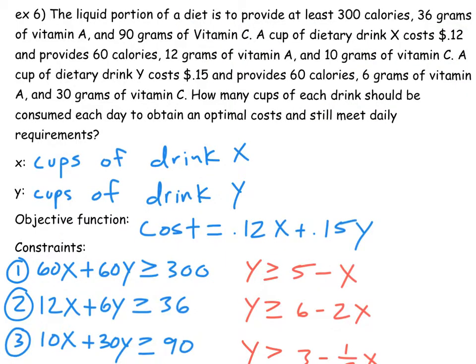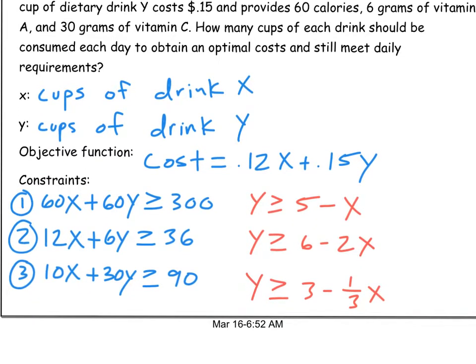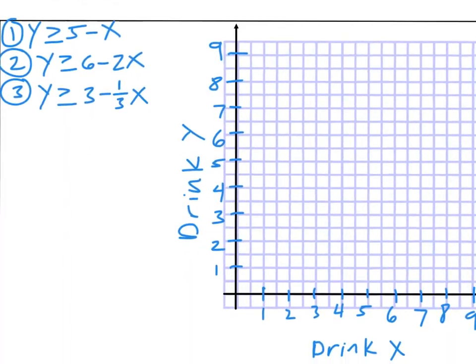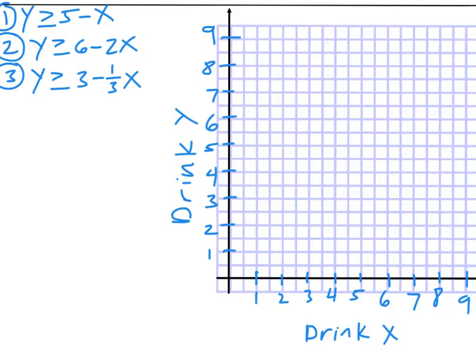All right, so here is the one with the sports drinks. From what you have from the first day, notice that I solved the constraints for y, and I have my graph ready to go. That's what I've got. So let's just dive in and let's graph.